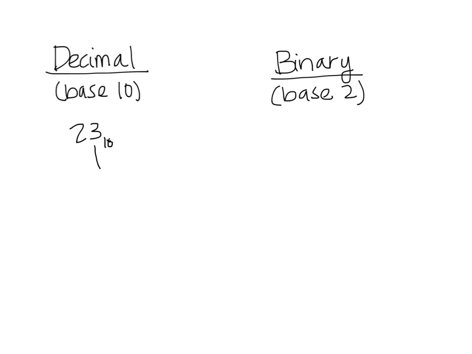So the 3 is the ones place, and the 2 is the tens place. So we have 2 tens, or 20, and 3 ones. So 20 and 3 is 23.